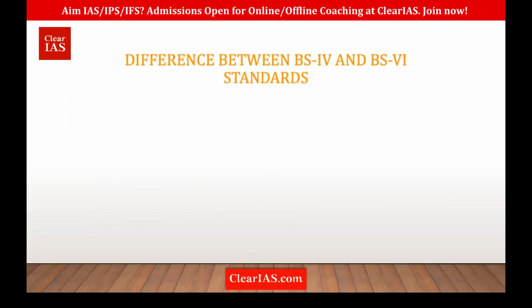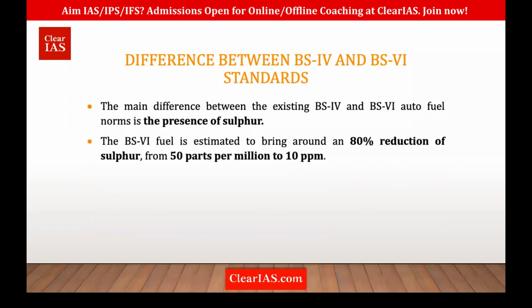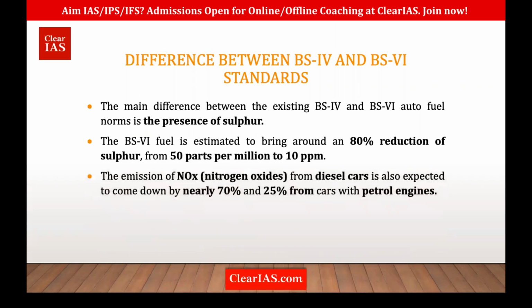Okay, so we'll see what the changes in the standards are, that is BS4, BS5 and BS6. Basically, they are trying to control the presence of sulfur in auto fuel, and also the nitrous oxides. They are trying to reduce sulfur drastically, an 80% reduction: from 50 parts per million in BS4 standards, we are reducing to 10 parts per million. Then we have nitrous oxides, where there is a 70% reduction in diesel cars and 25% reduction in petrol engines.